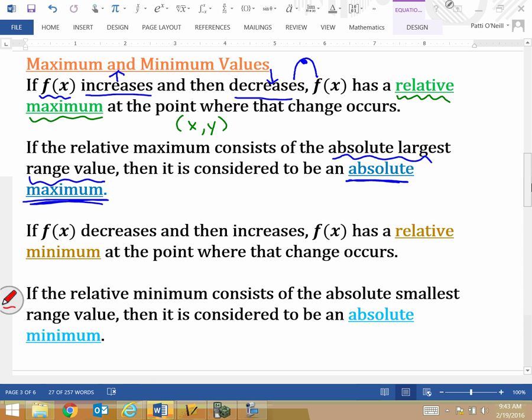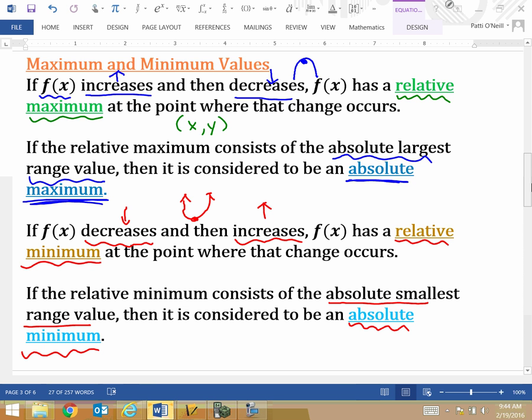Now, the reverse holds true for a function f of x if it decreases, so it goes down, and then it increases and goes up. We then have what we consider to be a relative minimum at the point where that occurs. So we're seeing something that would look like that, and we would have a minimum value. If that relative minimum, of course, contains the absolute smallest range value, then we would classify it as an absolute minimum. So part of your job is going to be classifying the minimums and maximums that you get.